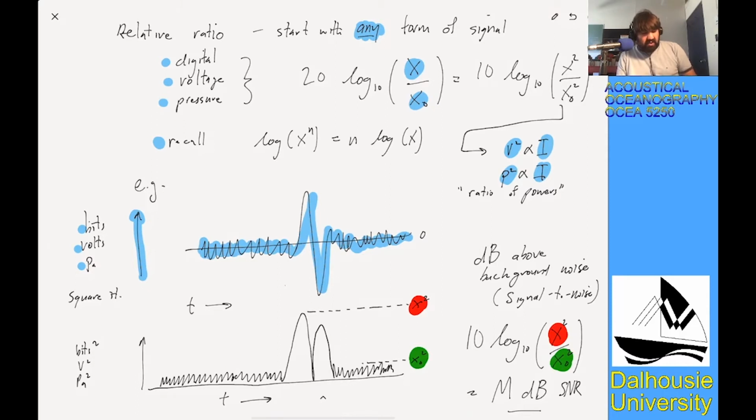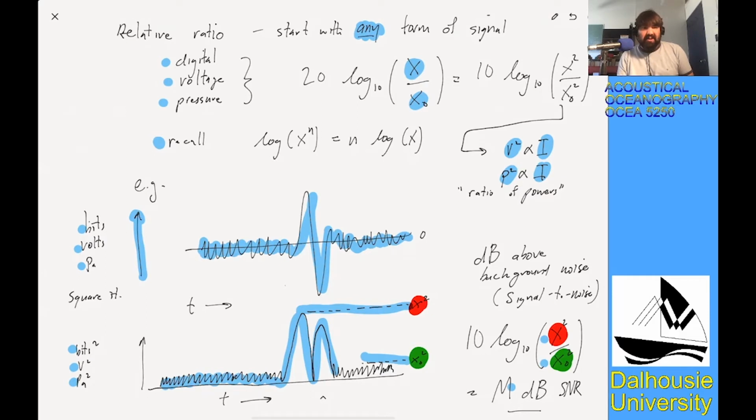And so you can square that signal. Now you're going to have bits squared, volts squared, pascals squared. Everything's going to be greater than 0 now. Here's your blip. And you can easily just read off where your noise level is, read off where the peak of this is, and then just take 10 log 10 of the two values, and that gives you your SNR, or signal to noise ratio, in dB.